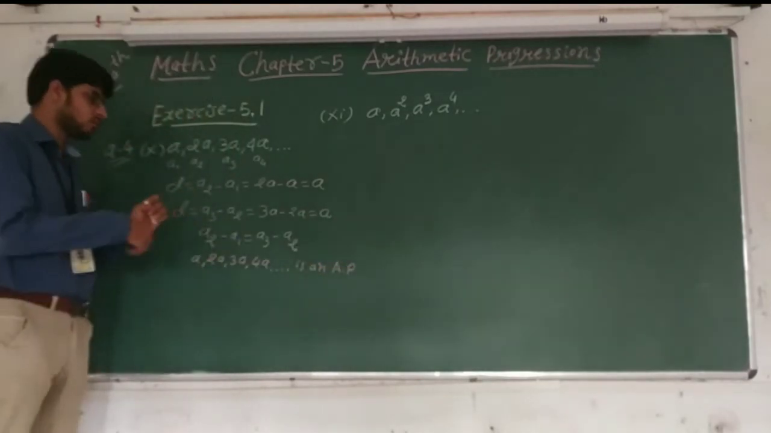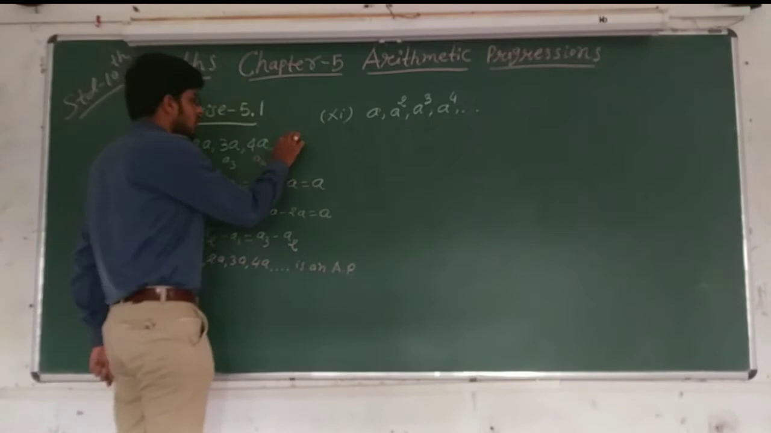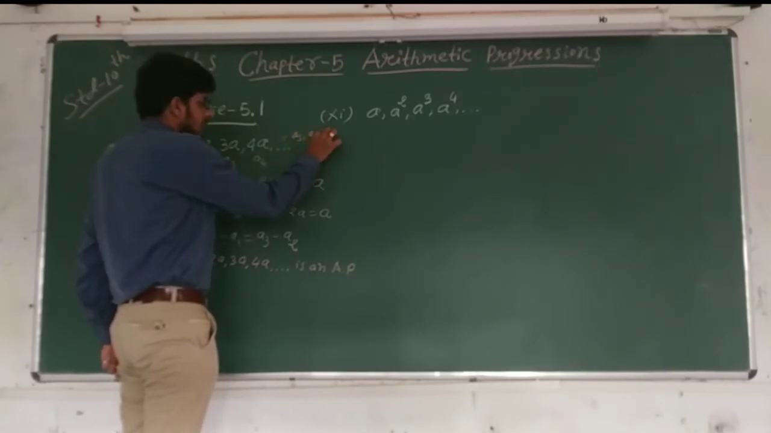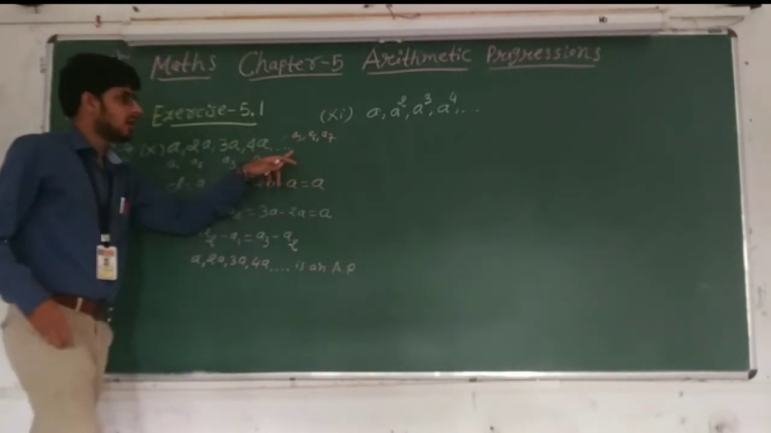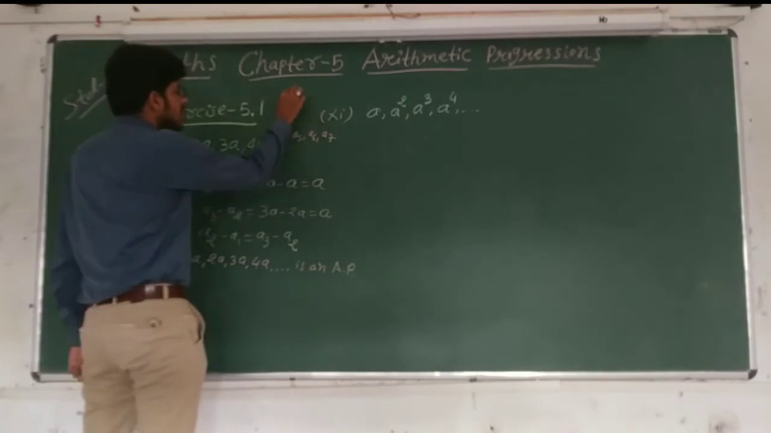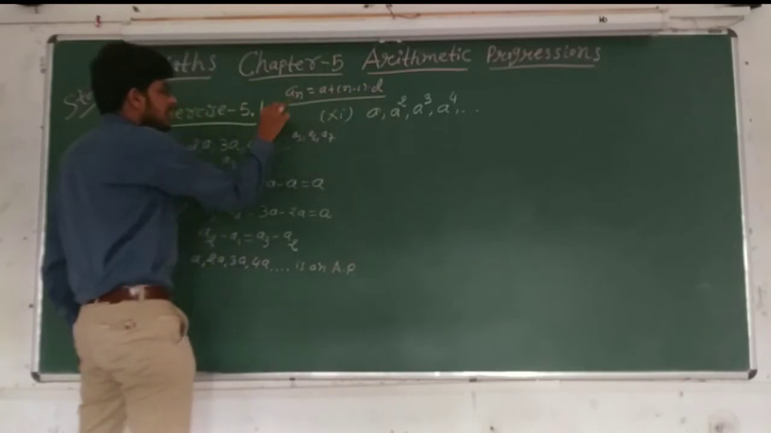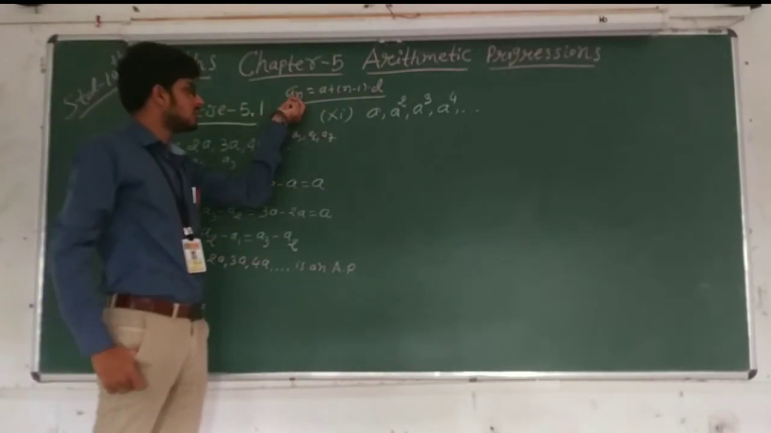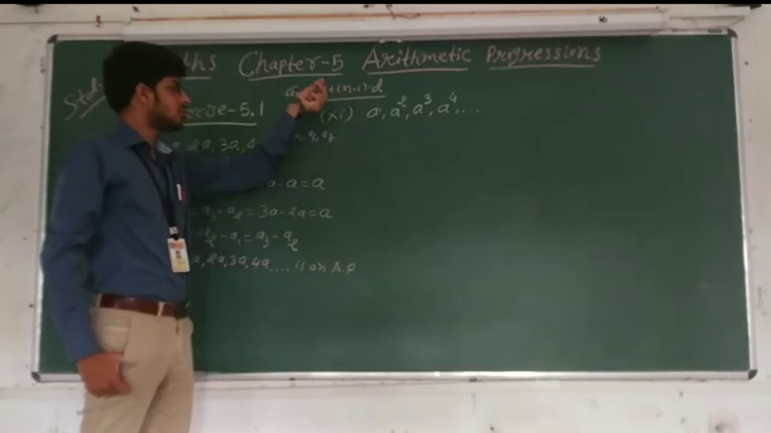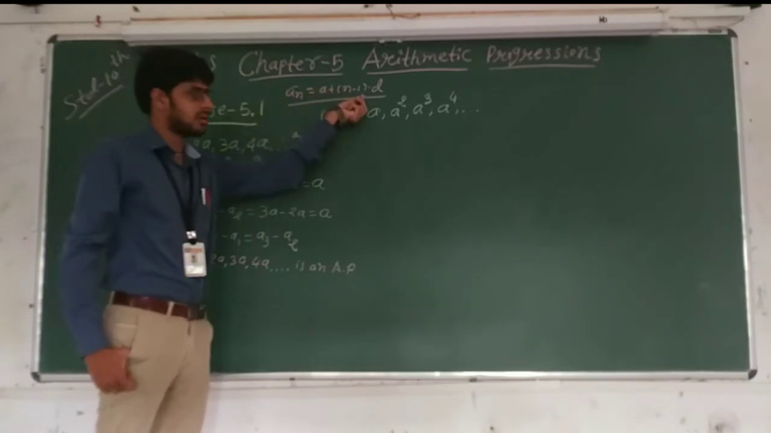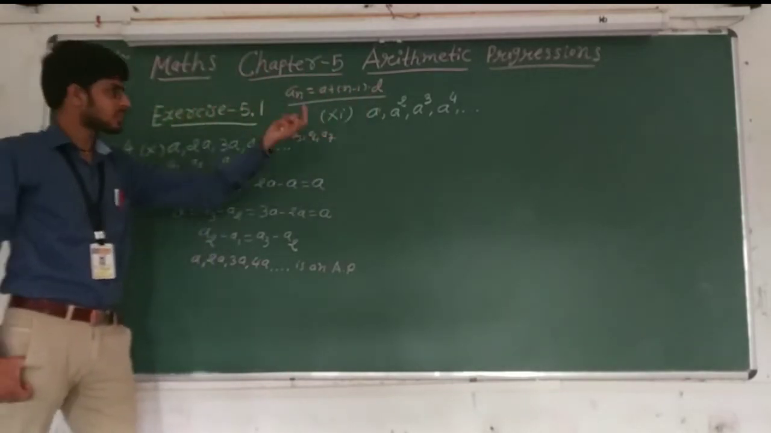If yes, then we have to find out 3 more terms. So the answer is yes. So we have to find out a5, a6, and a7. How to find the 5th, 6th and 7th term? What is the formula for finding the nth term? We know that an is equal to a plus n minus 1 into d. So whatever term you have to take, you have to subtract 1. Suppose you have to take the 5th term, so you take a plus 4d. For the 6th term, a plus 5d. For the 7th term, a plus 6d. So simply we have to minus 1.